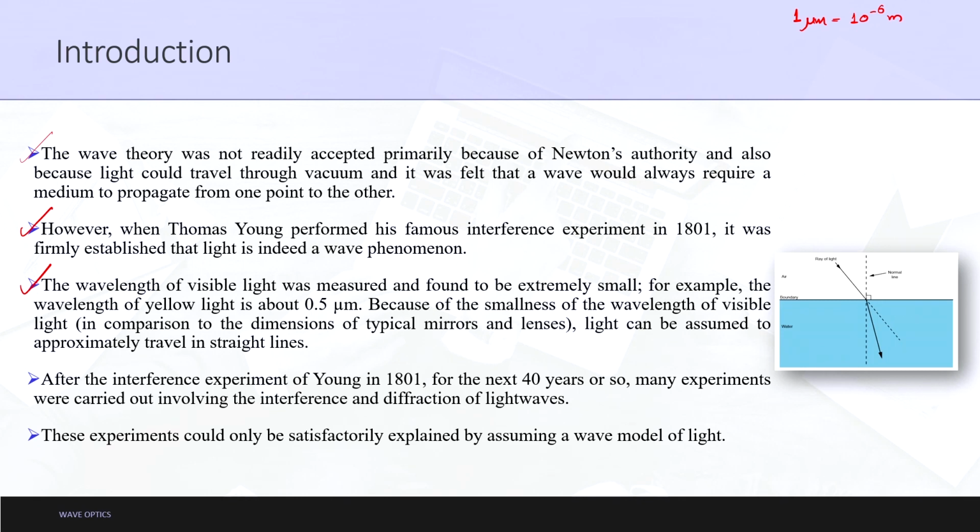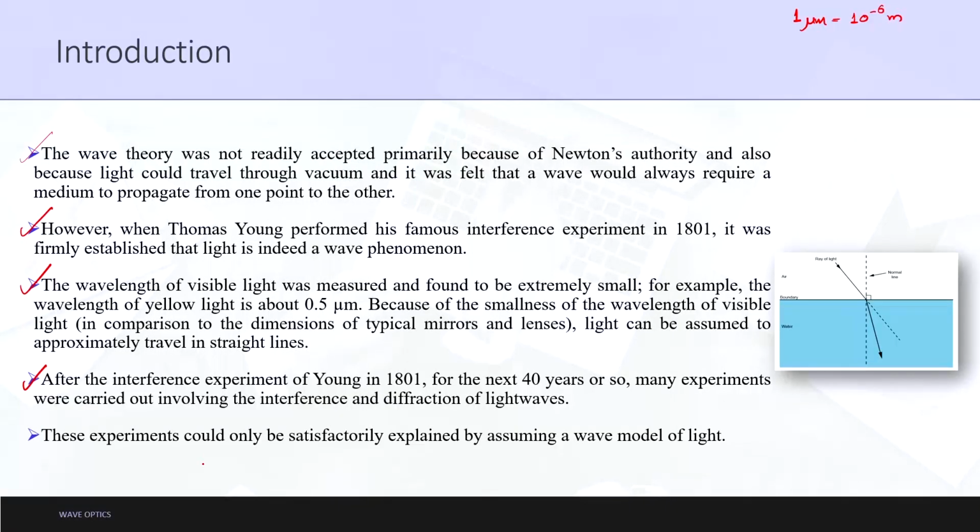After Young's interference experiment in 1801, for the next 40 years or so, many experiments were carried out involving the interference and diffraction of light waves. What interference and diffraction are, we will get to know in subsequent slides. Since it was proved that light is a wave phenomenon, more research was done, and finally the concepts of interference and diffraction came into the picture. These experiments could only be satisfactorily explained by assuming a wave model of light.